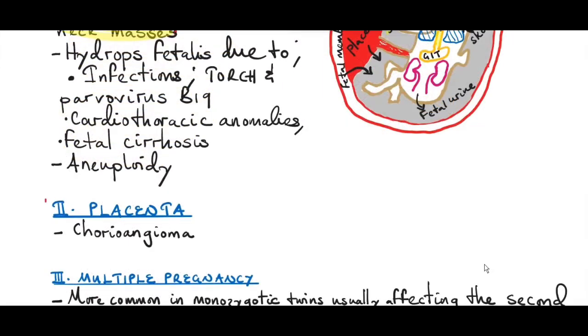Another cause of polyhydramnios is hydrops fetalis. Remember, hydrops fetalis is a serious condition where there's abnormal accumulation of fluid in two or more fetal compartments of a fetus. So, what causes hydrops fetalis? This can be due to infections like TORCH infections or parvovirus B19, or cardiothoracic anomalies, or fetal cirrhosis. Another cause of polyhydramnios that's fetal related is aneuploidy.